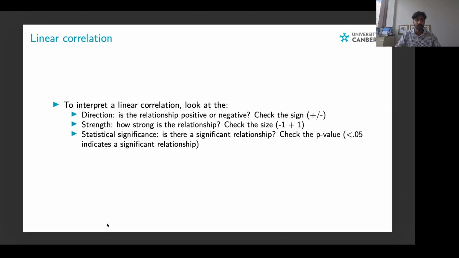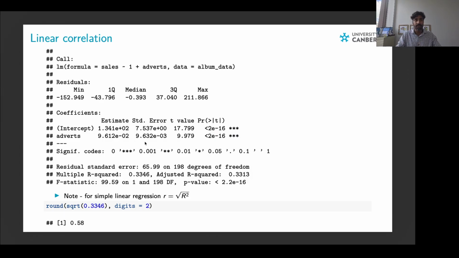So we've done all of this. We've checked: is there a significant relationship? Yes, there is between these two variables. That's indicated by these hashtags because it's less than 0.05. And this says 2e to the negative 16. It just means it's very, very small, 0.000016 with many numbers after that. So it's very, very small.